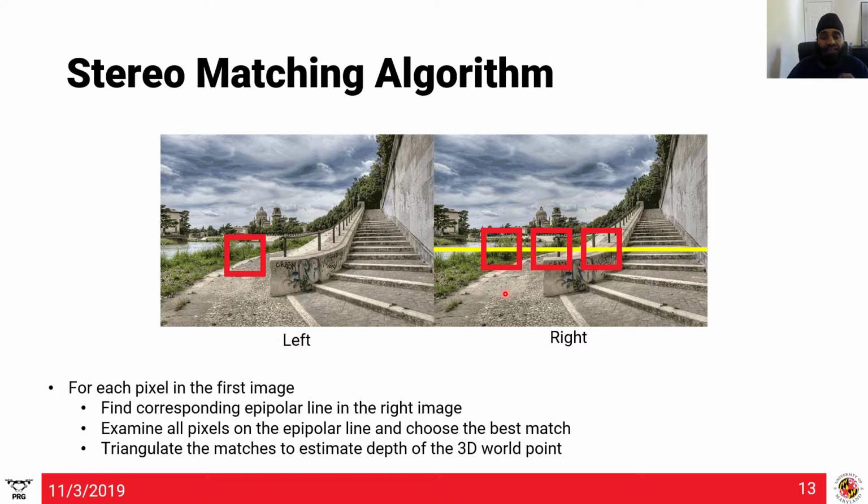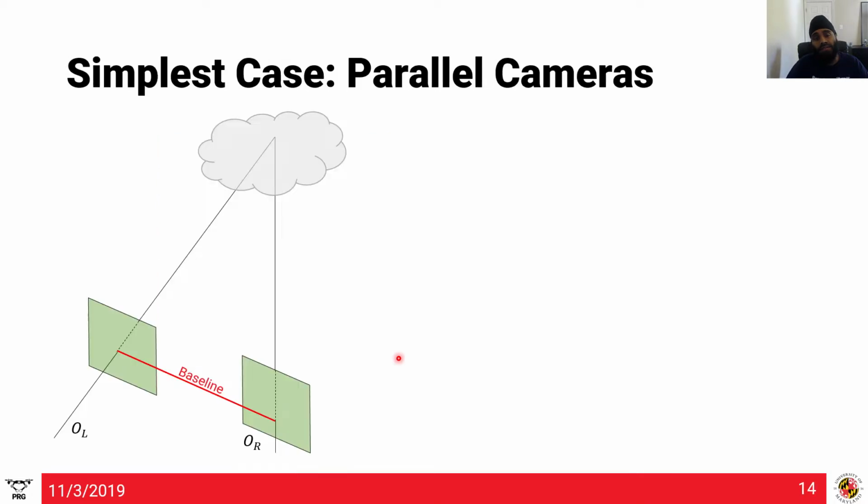Now once we have this, that this point corresponds to this point, we can find the 3D world point of this guy using triangulation. This is a little complicated even if we know R and T, or rotation and translation. If the cameras are not parallel, what we're going to do is either make them parallel, like at hardware level.